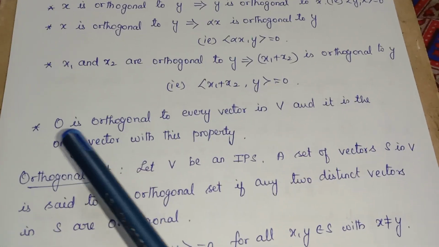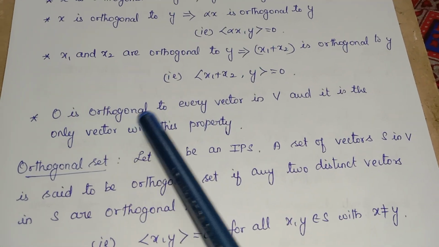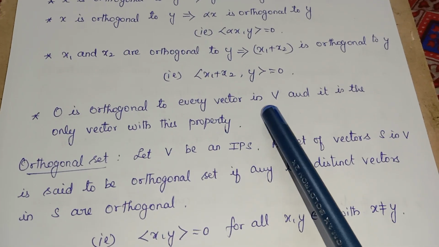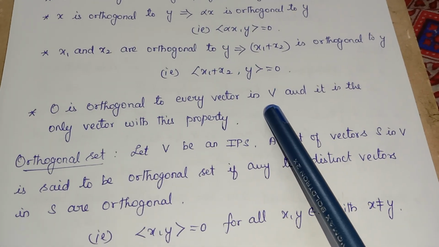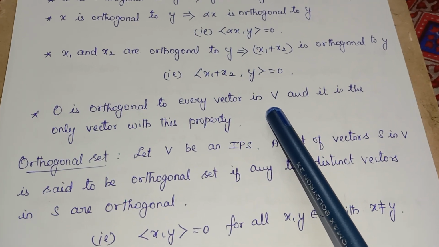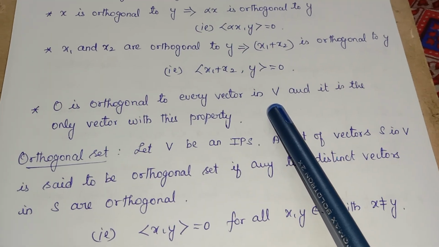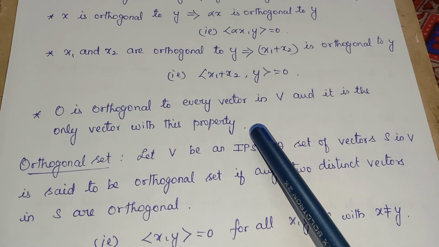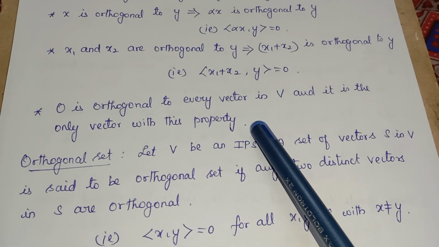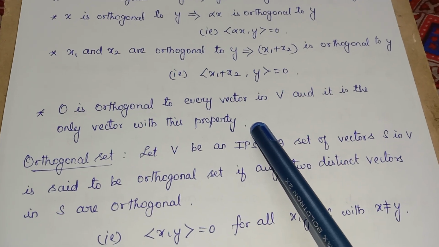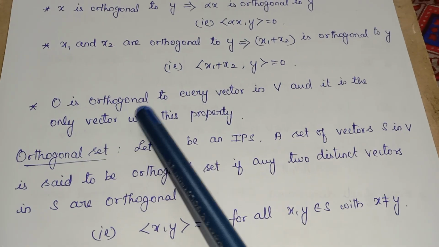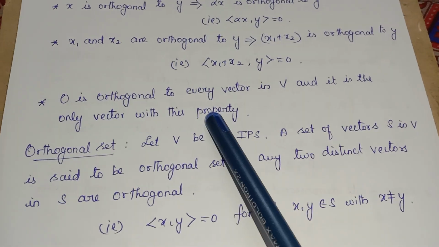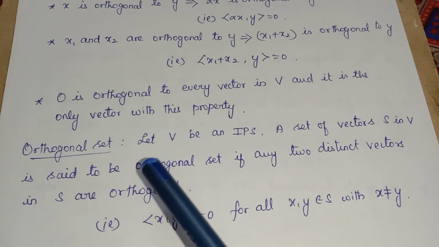And 0 is the only vector which is orthogonal to every vector in V. This is like our usual product. In usual multiplication, what do we say? The multiplication of any number with 0 is equal to 0. The same thing is true for inner product also. The inner product of any vector with 0 is equal to 0. Therefore, what can we conclude? 0 is orthogonal to every vector in V, and this is the only vector with this property in any inner product space.